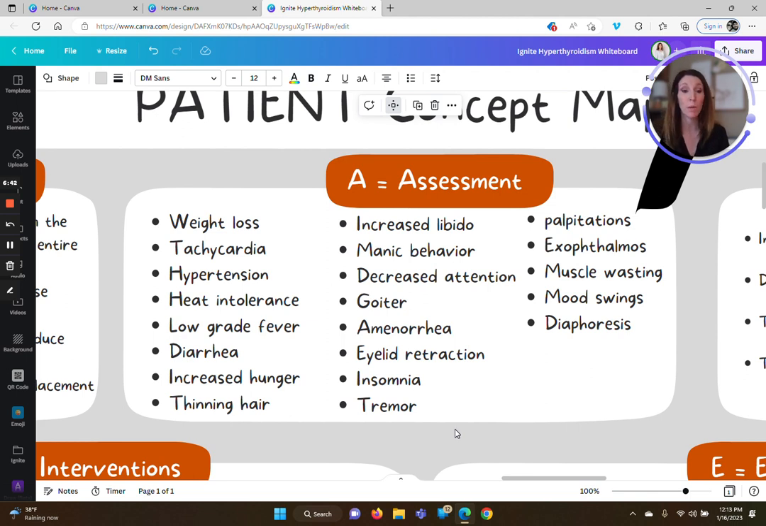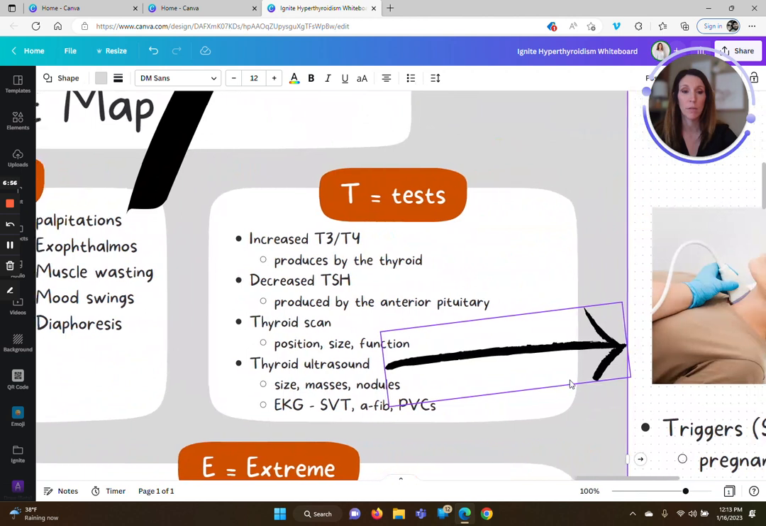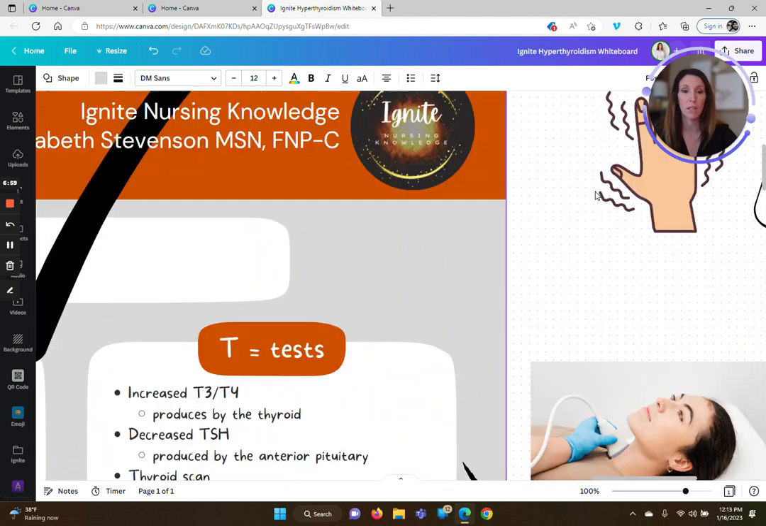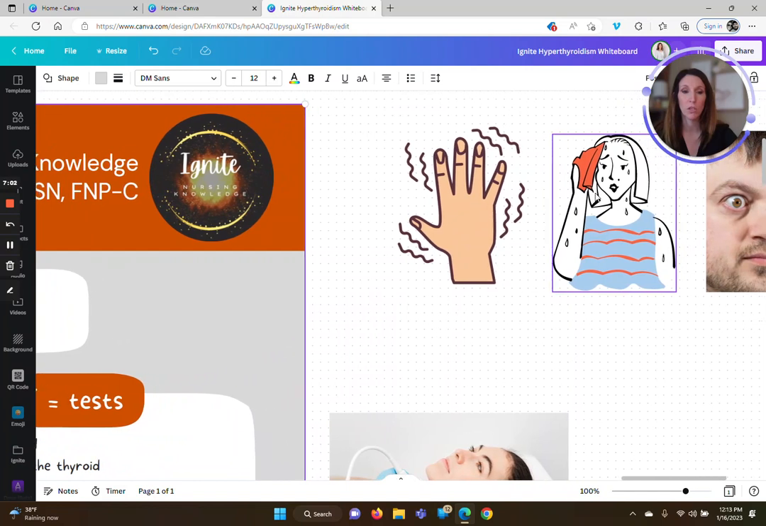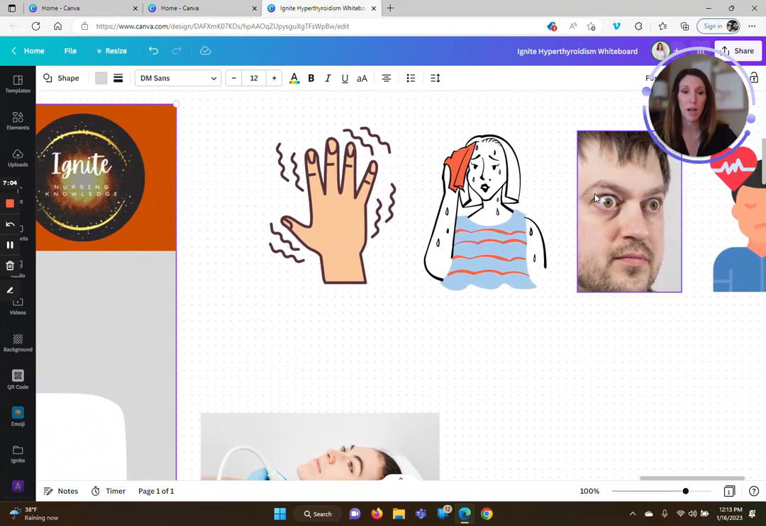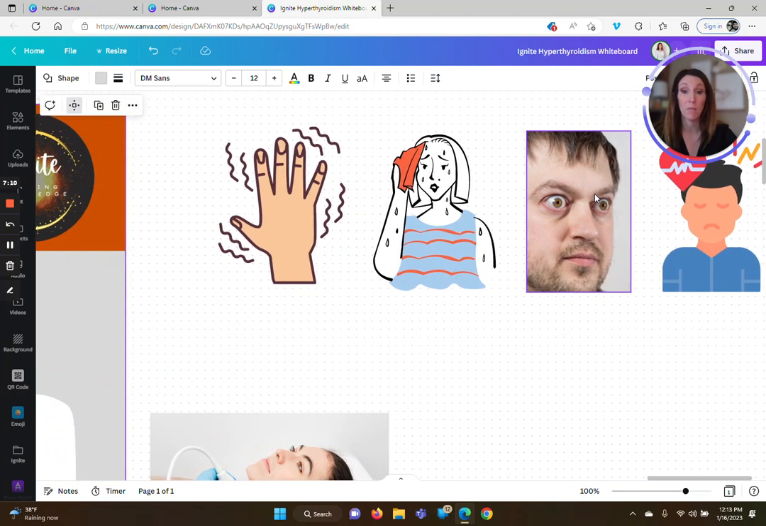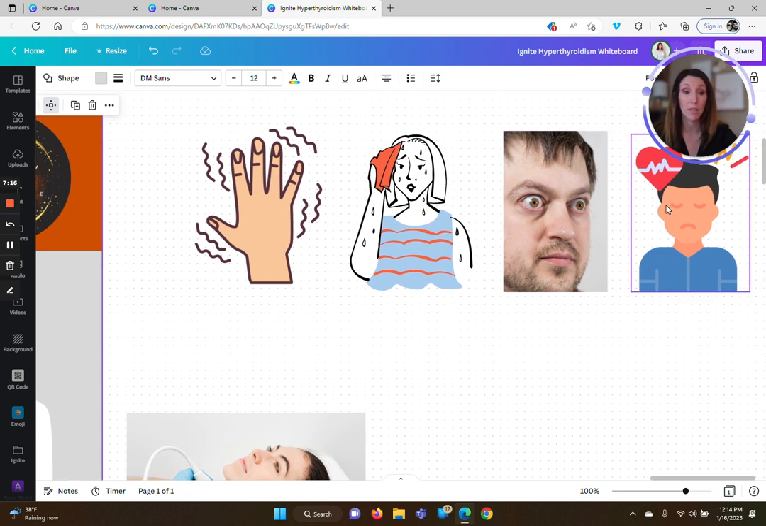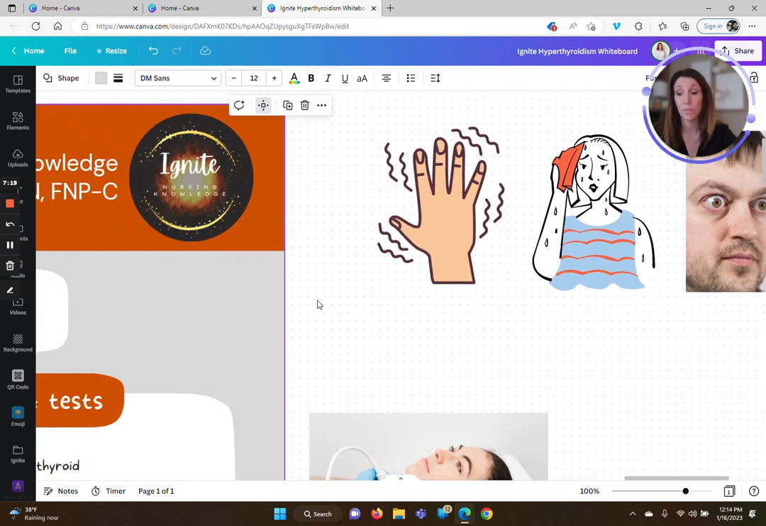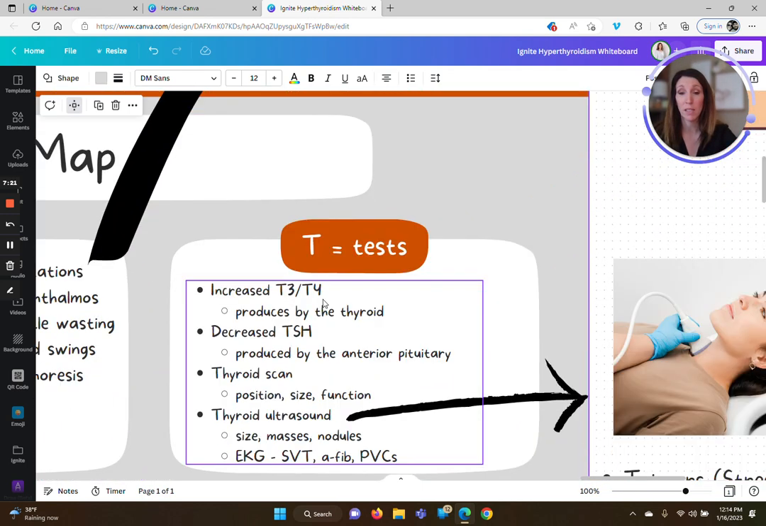And then they're going to have muscle wasting, so their muscles are just going to be wasting away. They'll have mood swings, and I already said they may develop diaphoresis. So here we have an example of some of these things, if I can find it. Okay, so we've got this tremor, diaphoretic. This guy looks like he's got some exophthalmos, like his eyes are kind of popping out of his head. Okay, and we do have some interventions that we need to do for that because that is not good. And then cardiac issues. Okay, so that's going to be for assessments.